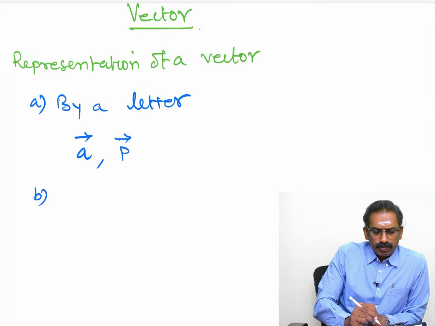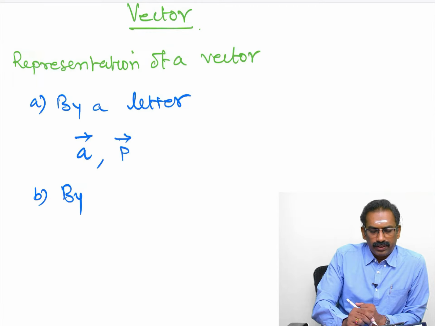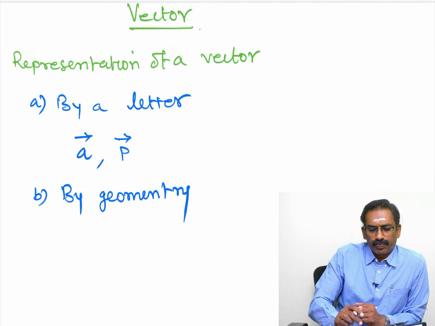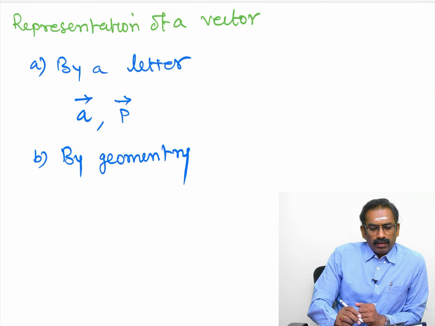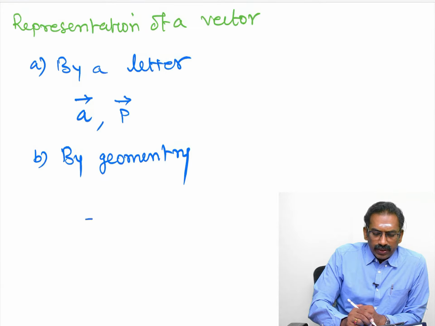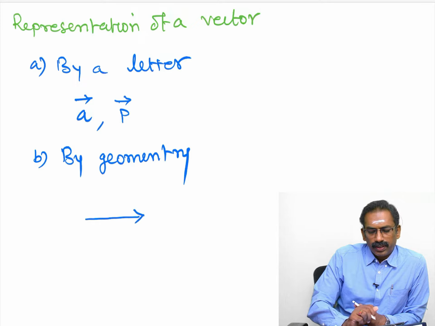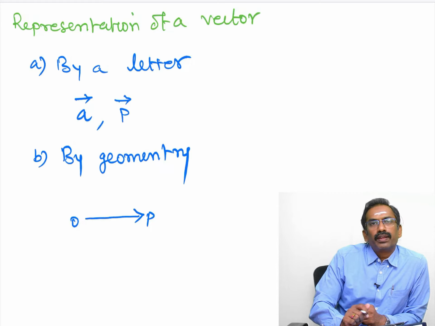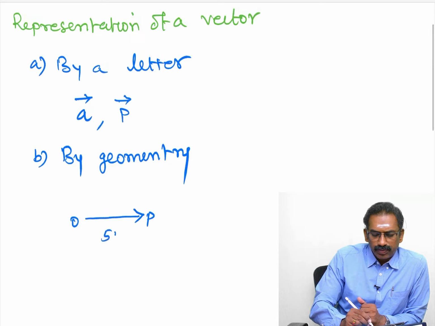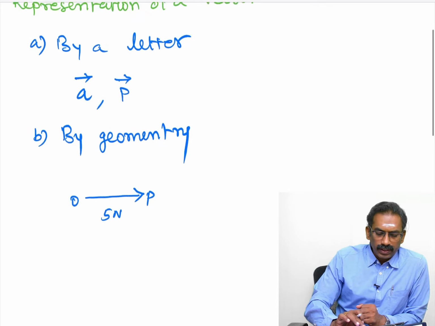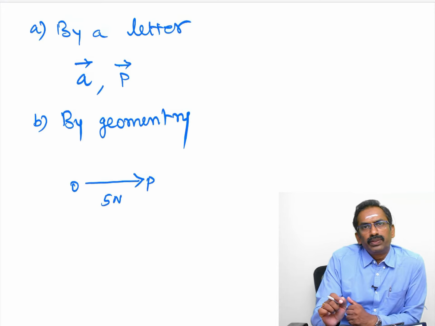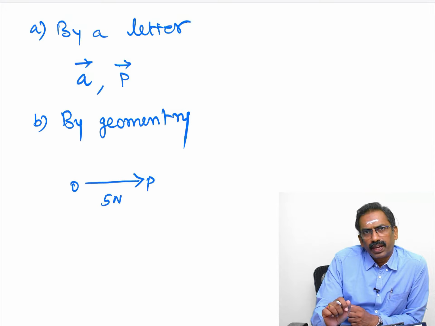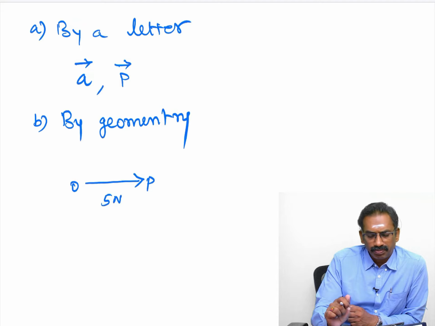Next, by geometry. A straight line with the arrowhead. OP is the straight line with the arrowhead. It may be 5 Newton or 10 Newton. The length of the line OP gives magnitude of the vector, arrowhead gives direction.